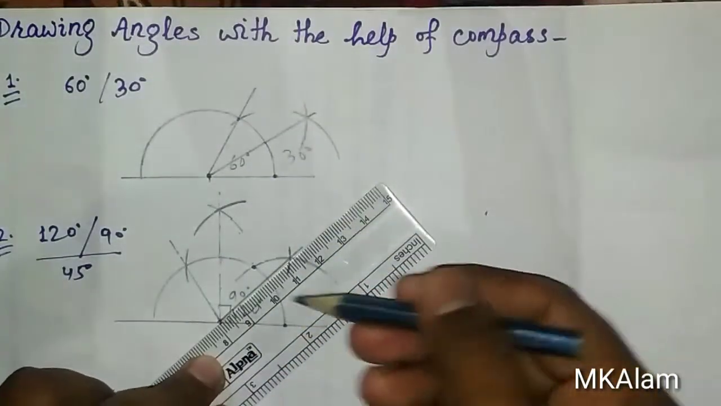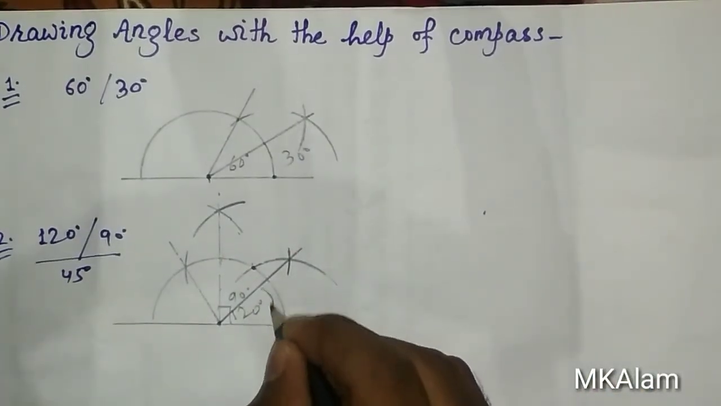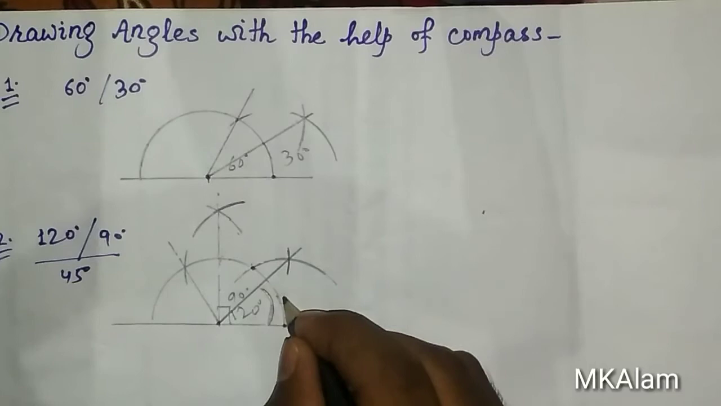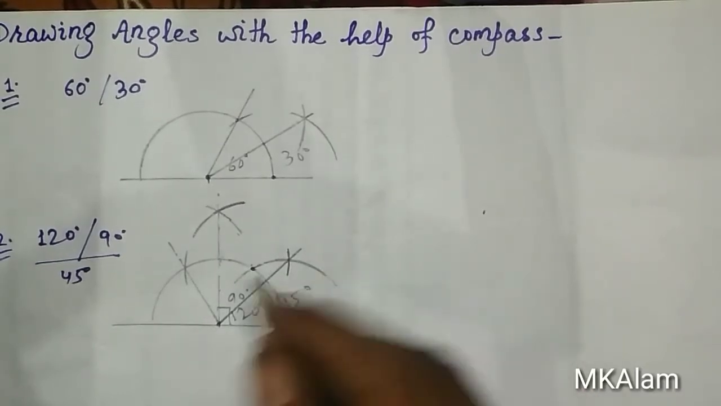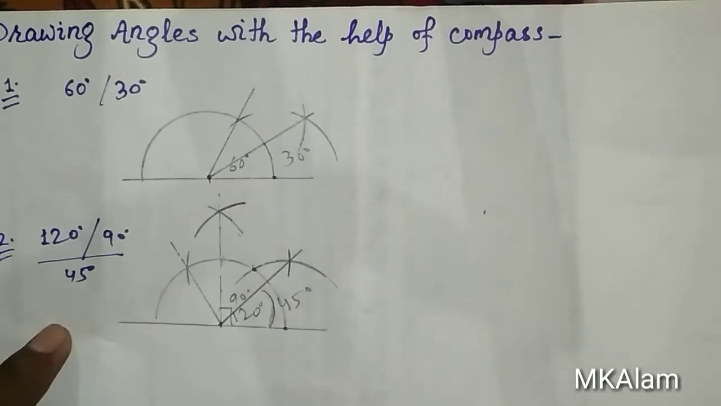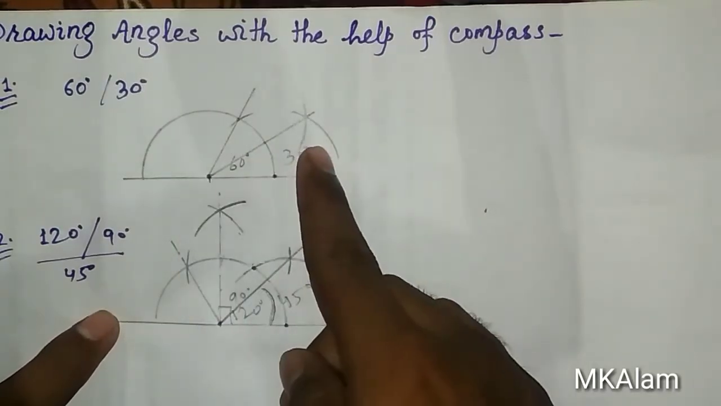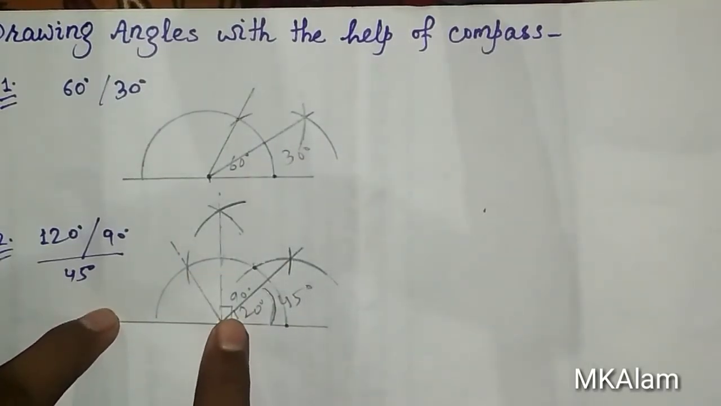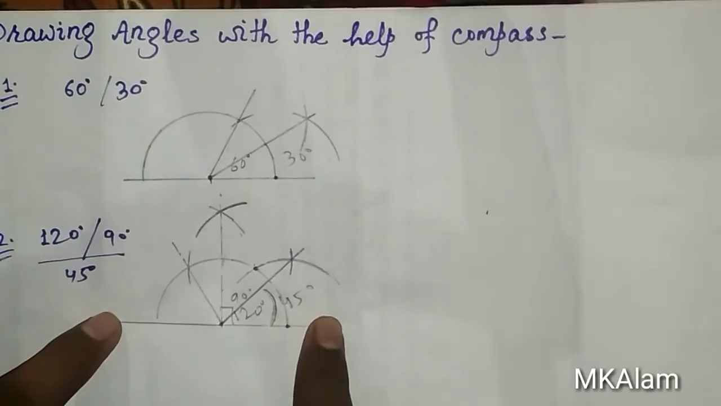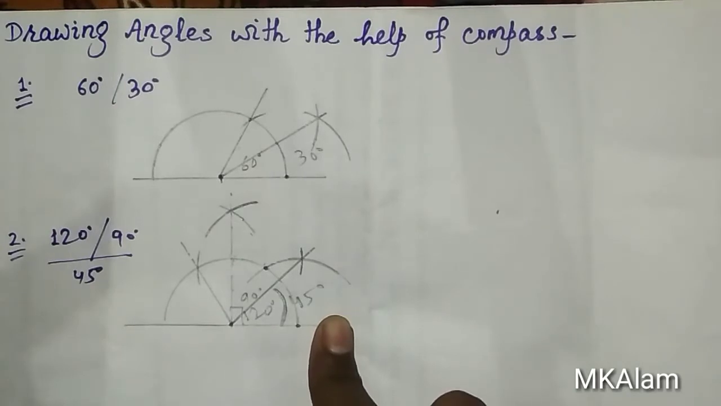Because this is half of a 90 degree angle, this is 45 degree. It means this is a 45 degree angle. Understand? So we have learned how we can make 60 degree angle, 30 degree angle, 90 degree angle, 120 degree angle, 45 degree angle. Now we will also learn how we can make other angles. So now we will learn how we can make a 135 degree angle.